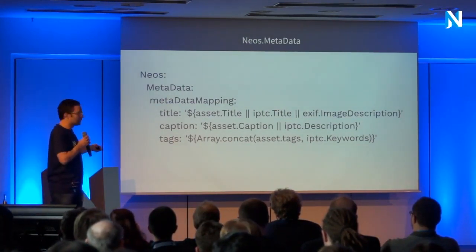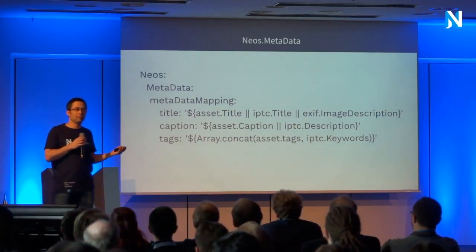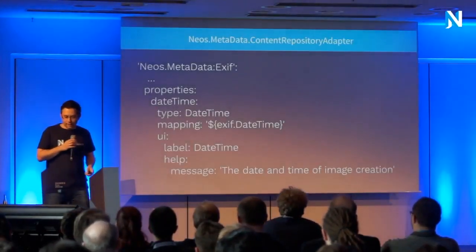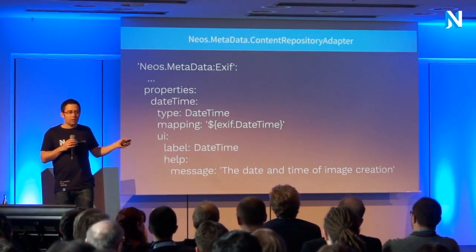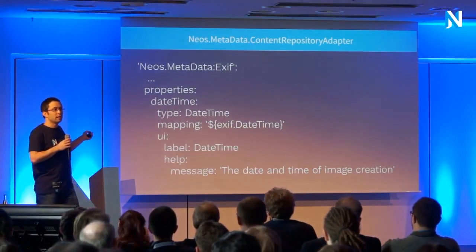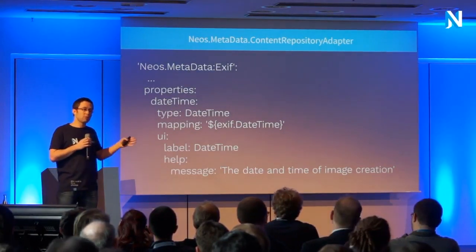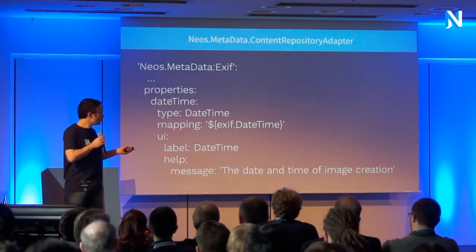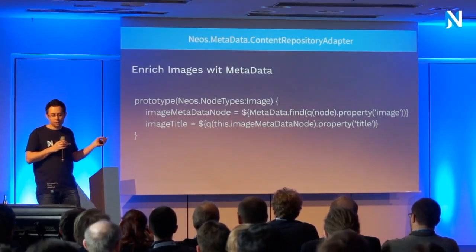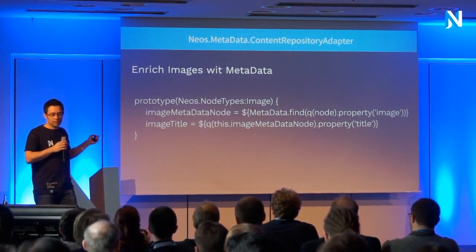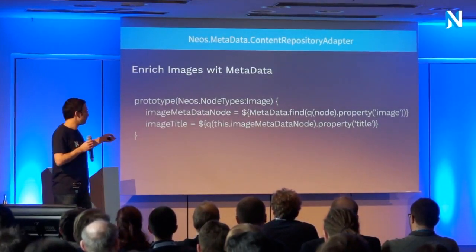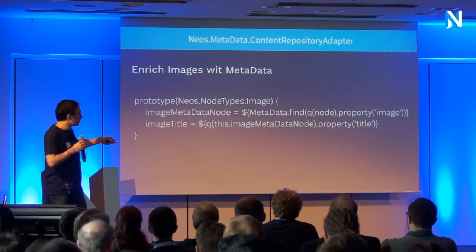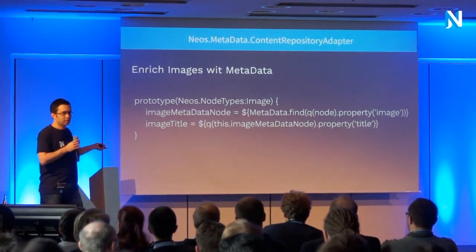And you also can tag this data automatically or put them in special collections. You have Eel available here, so you can do anything. And then we have the NEOS content repository adapter, where all this data is stored in nodes, not in the actual node tree, not in the site node tree, but in a separate node tree under assets, which you then can use in Fusion, for example, to enrich images with metadata. So if you have an image prototype, you just can say, okay, find me the metadata of this image, and then you can render that.